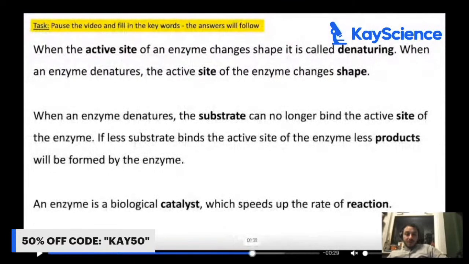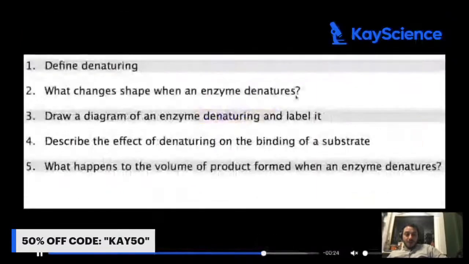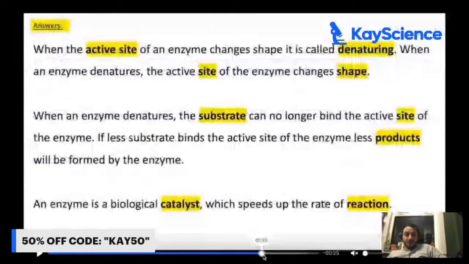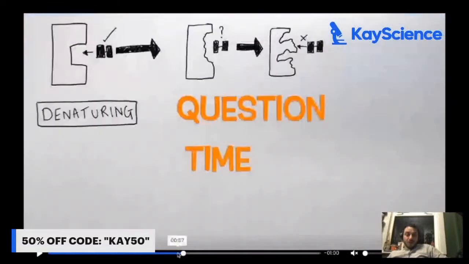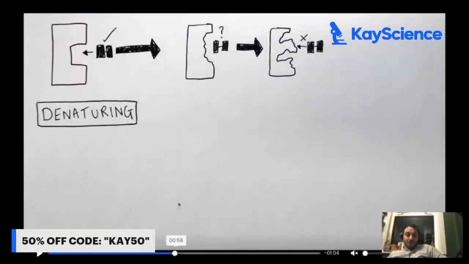So as you can see here, you've got the gap fill that you can fill in, and then you've got questions here. We're not actually going to do these questions, apart from question 5. So what happens to the volume of product formed when an enzyme denatures? Of course, let's go back to our diagram. What happens to the volume of the product formed if the enzyme denatures?